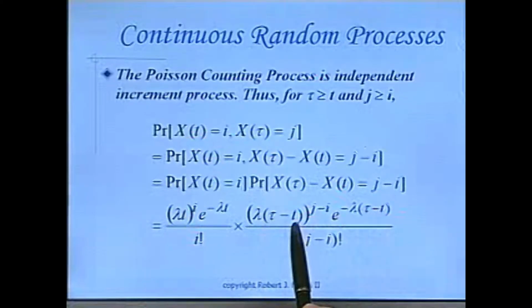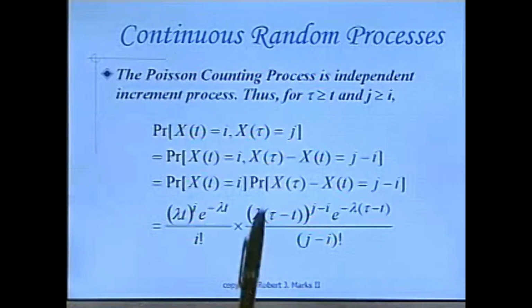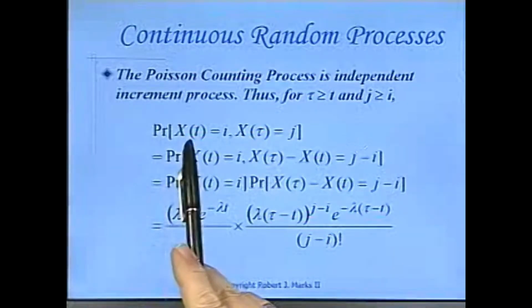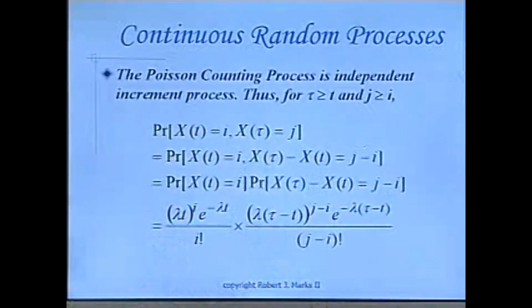Lambda times (tau minus t) is the parameter value. That's the value that we place here. And then j minus I is the number of points that we are talking about. So therefore, that is the interesting aspect about this. And we then get to the joint probability mass function. This probability that x of t is equal to I and x of tau is equal to j is a probability mass function and is equal to the expression that we have here.